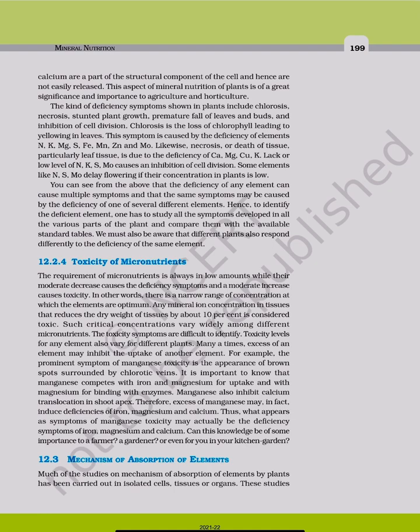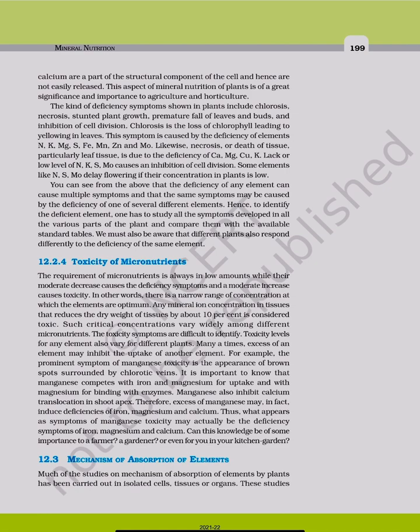Likewise, necrosis, or death of tissue, particularly leaf tissue, is due to the deficiency of calcium, magnesium, copper, and potassium. Lack or low level of N, K, S, nitrogen, potassium, and sulfur, and Mo, molybdenum, causes an inhibition of cell division. Some elements like nitrogen, sulfur, and molybdenum delay flowering if their concentration in plants is low.